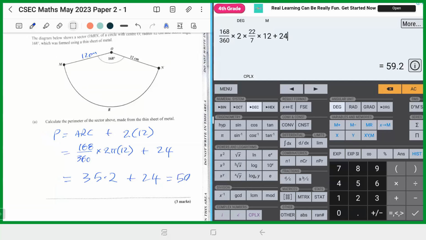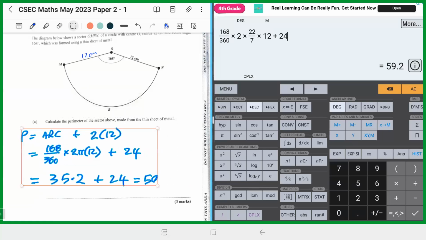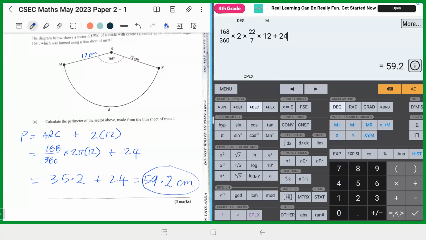Let's shift this over a bit. Write the unit: 59.2 centimeters. You have to write the unit on the answer. So this is the perimeter. The length of the arc is 35.2 centimeters, which is 168 over 360 times 2 pi r. Okay, good. That is that.